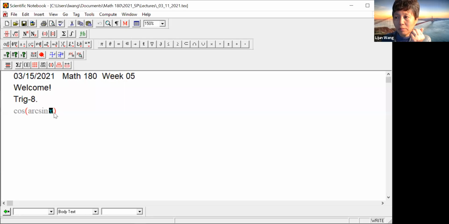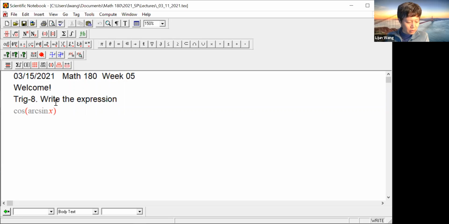Sometimes you have a number here, sometimes you don't. So when you see here in trig 7a, you're given a number here. But in this case, you're not given a number here. It's just x. And what are we asked to do? It says write the expression.